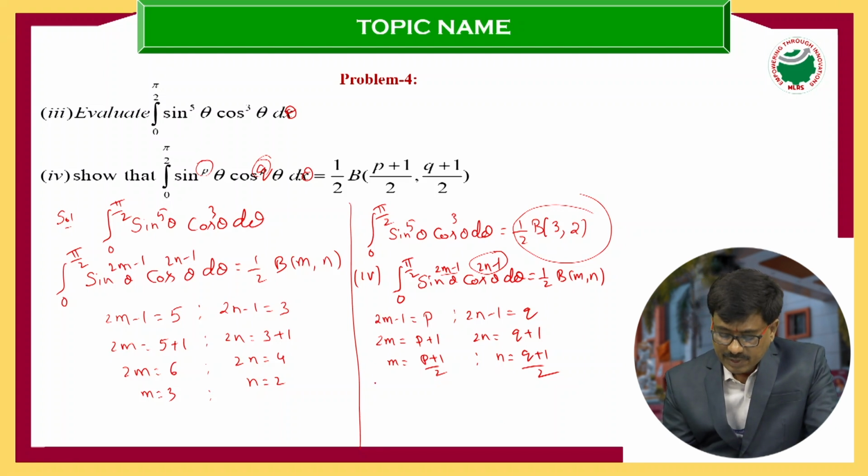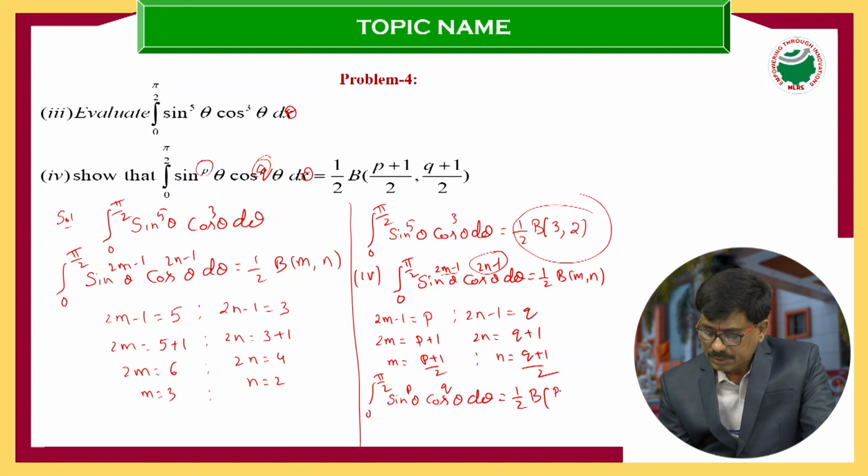Let me substitute this value, integral 0 to pi by 2. What is 2m minus 1 value? Sine power p theta into 2n minus 1, which is nothing but cos power q theta, d theta equal to 1 by 2 into beta of, what is m value? M is nothing but what? P plus 1 by 2. What is n value? Q plus 1 by 2.